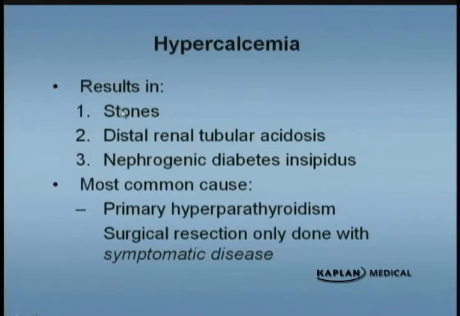What is pseudogout? Pseudogout is positive rhomboids, positively birefringent rhomboids. These are negatively birefringent needles. Rhomboids, positive rhomboids is pseudogout.